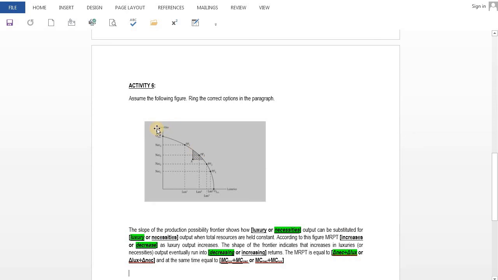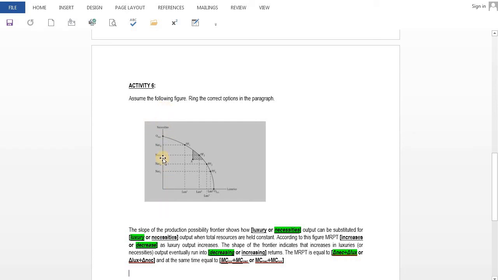So if we have the change in necessities over the change in luxuries as our marginal rate of product transformation, our price ratio is going to be the inverse of this. What do I mean by that? If we have MRPT being change in necessities over the change in luxuries, then our marginal cost ratio will be equal to the marginal cost of luxuries over the marginal cost of necessities, which will also be equal to the price of luxuries over the price of necessities.